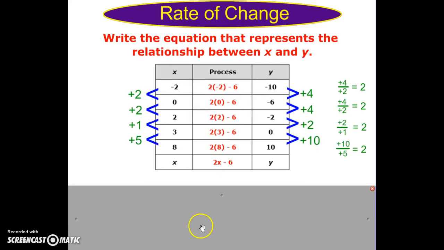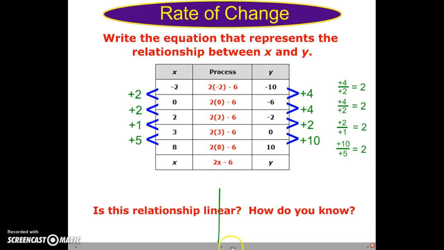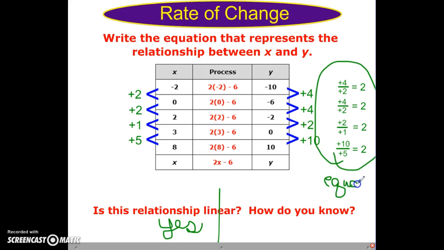So the next screen is going to show us the entire table all filled out. Yours should look like this, has our ratios on the side, and your next question says, is this relationship linear? And how do you know? So I discussed this on the last slide, that it is linear, and we know that because all of these ratios are equal. That's how we know it's linear, because the rate of change is equal in the entire table.